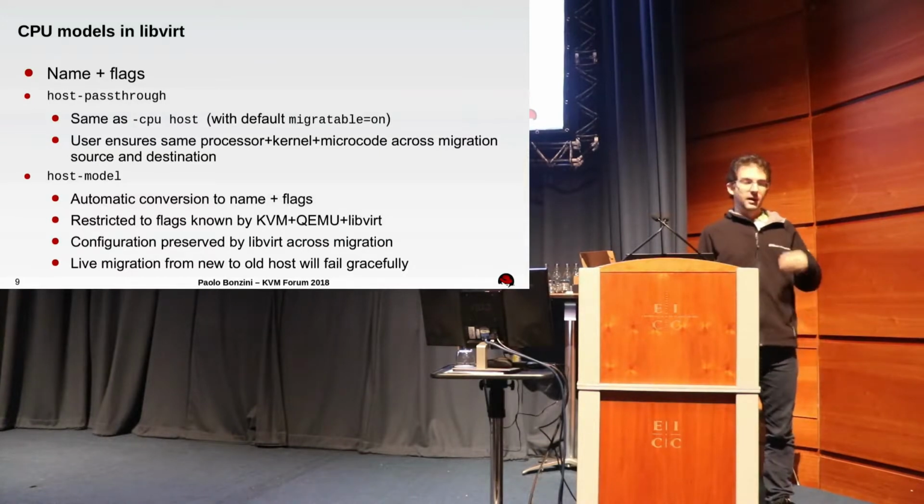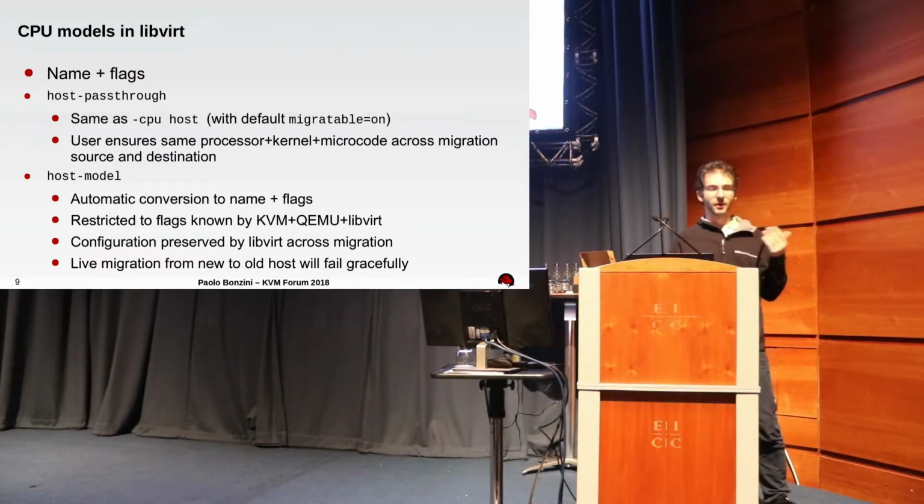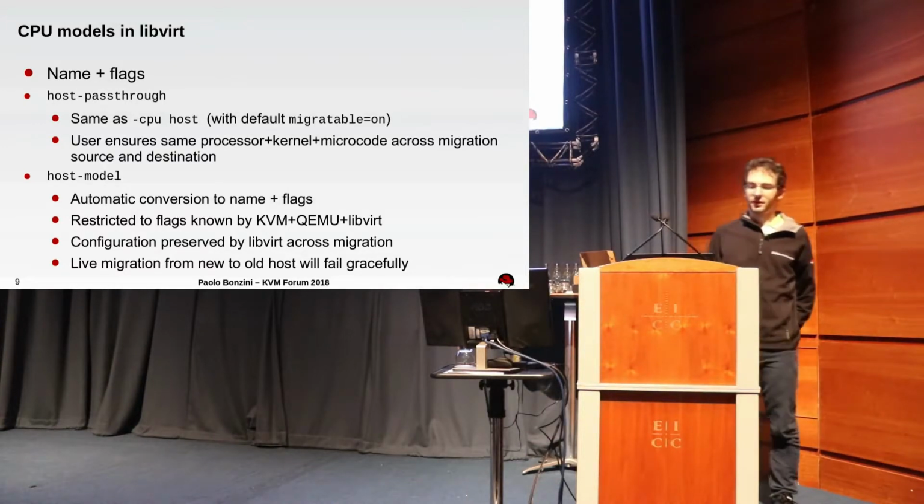So basically what happens is that the destination libvirt knows the name and flags, and so it can allow live migration from an older host to a newer host. For example, a Westmere to a Skylake or an Ivy Bridge to a Skylake. Live migration from new to old host will fail gracefully because the destination host will find that something is missing and will not allow the live migration to continue.